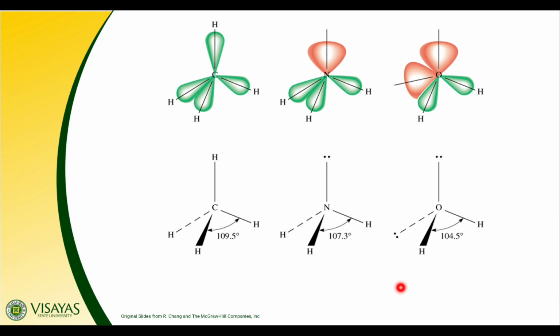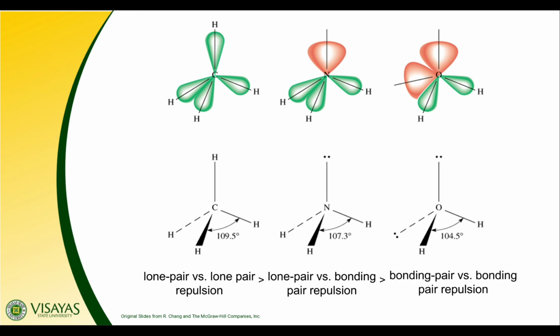Here we have a comparison of repulsion between bonding pair of electrons, lone pair versus bonding pair of electrons, and lone pair versus lone pair of electrons. So first we have our methane. As you can see here, we all have bonding electrons, those electrons that are in the bond. So we have our bonding electron here and our bonding electron there. We have our bonding pair here. So in methane, the bond angle is 109.5 degrees.